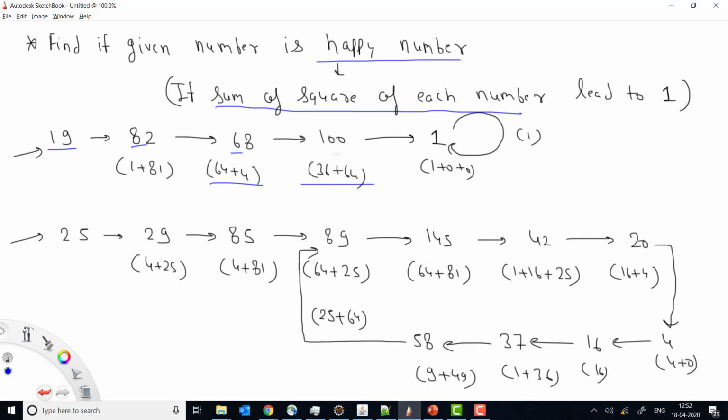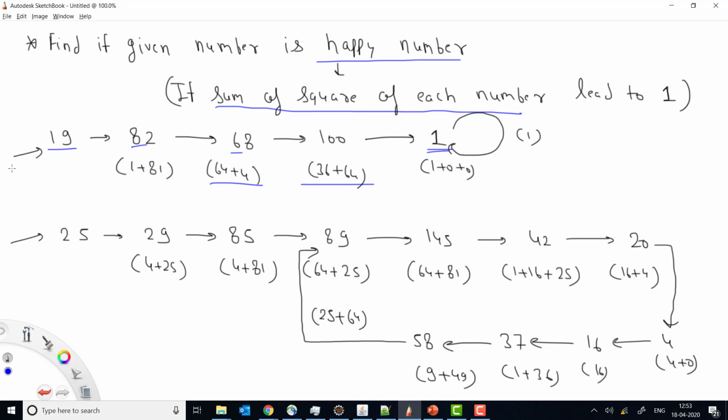Now again check the sum of squares of each digit. The square of 1 is 1, then 0, then 0. So it is leading to 1, right? So if it is leading to 1, we can say that 19 is a happy number, because if we keep on going, at one point we'll get 1. Now if I again do the square of this number, the square of 1 is again 1. So even if we do it multiple times, the sum of the square of 1 will always be 1, right? So this is a happy number.